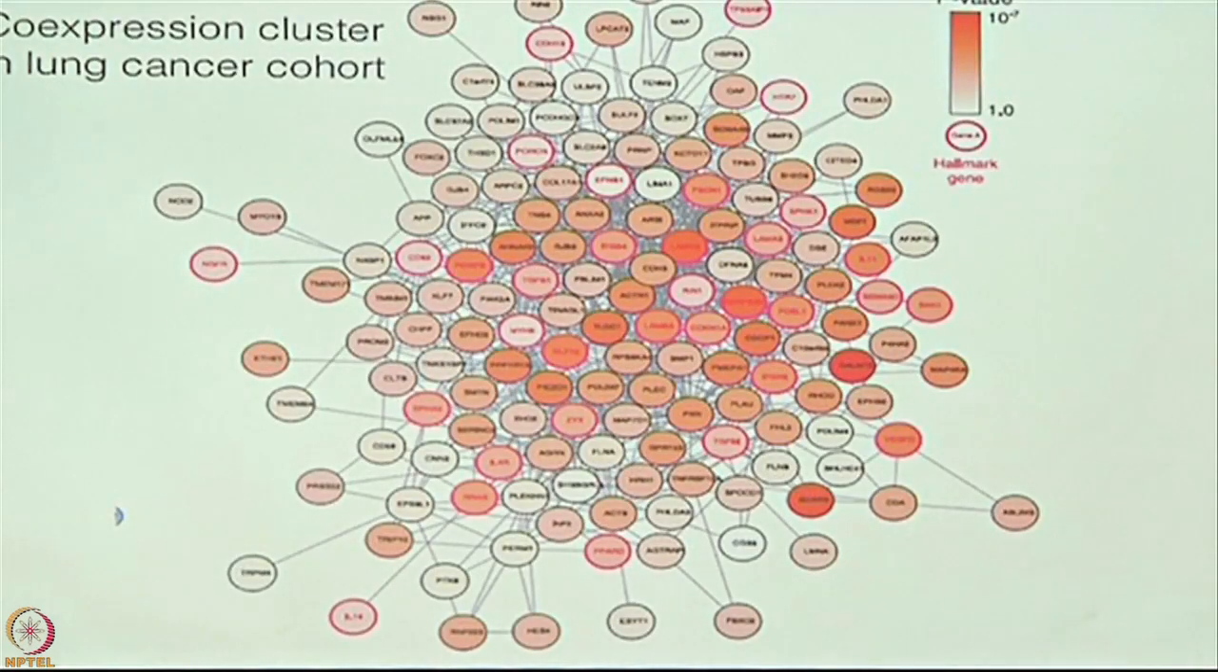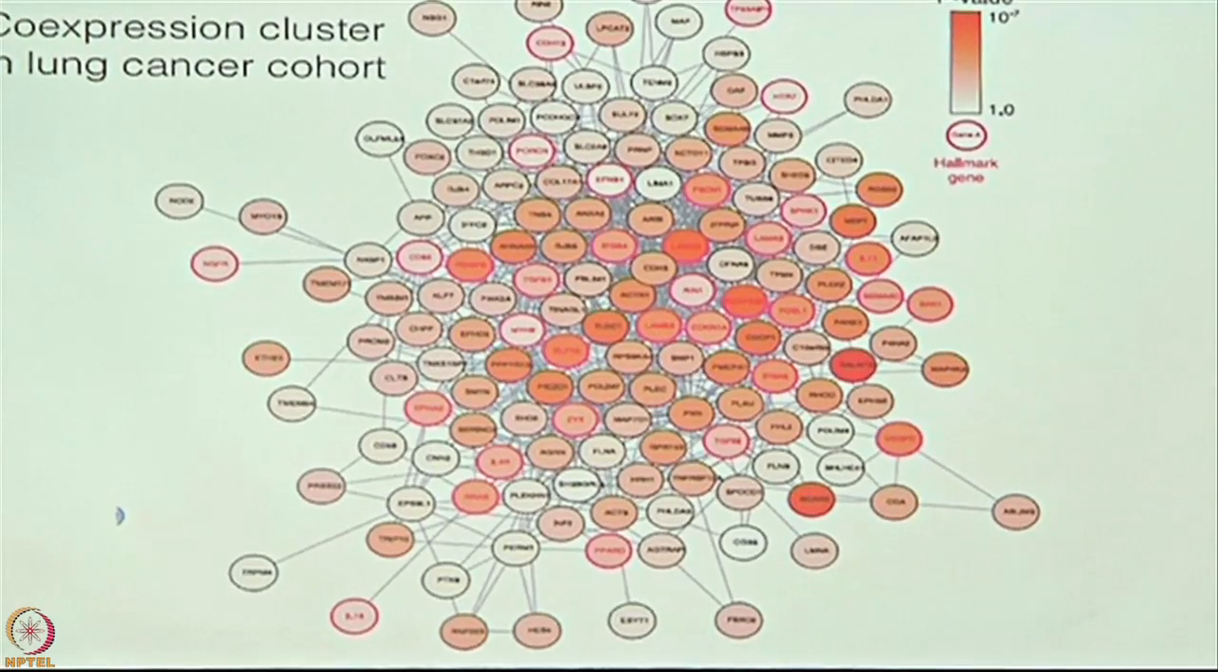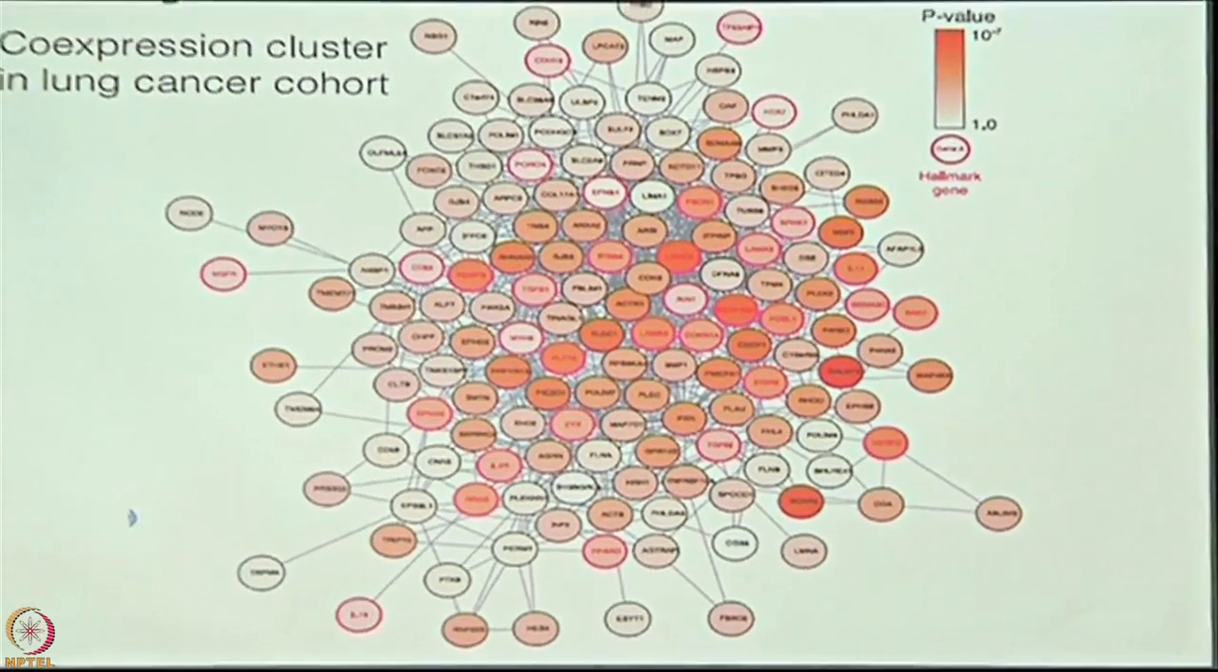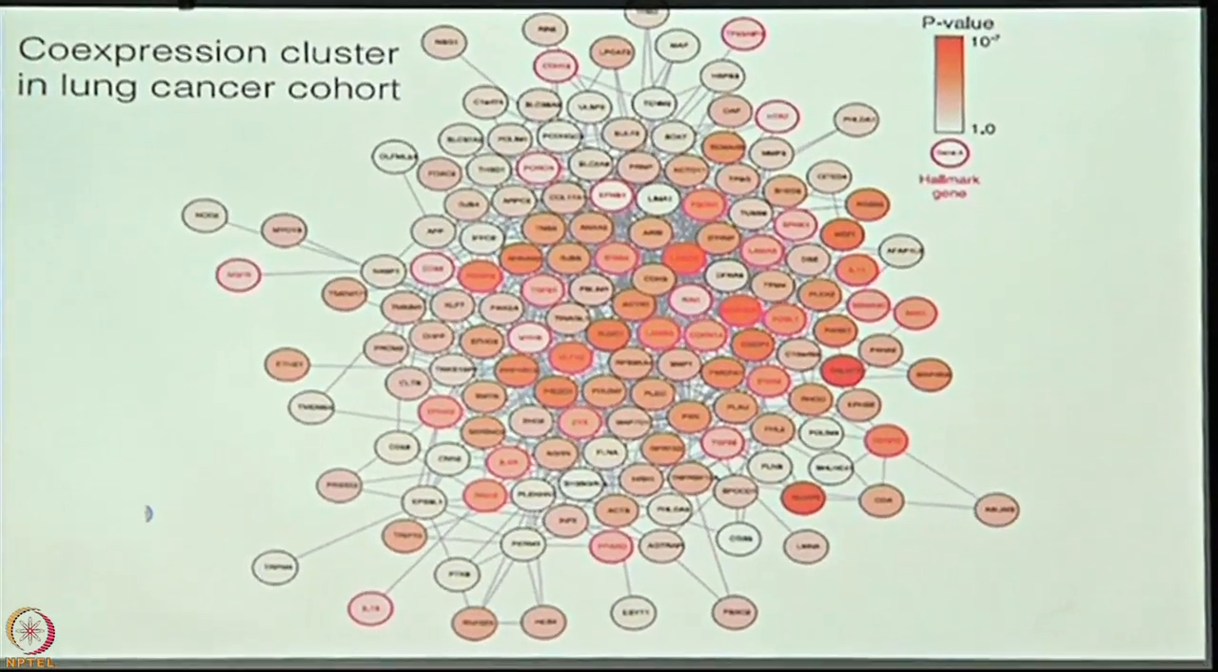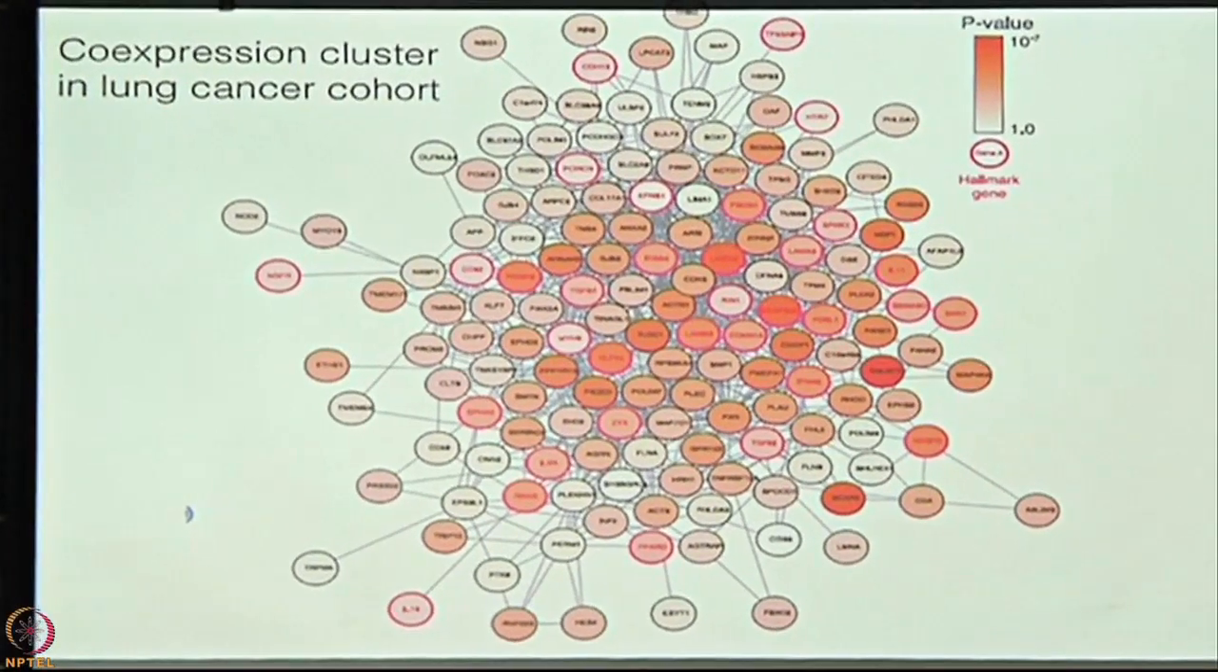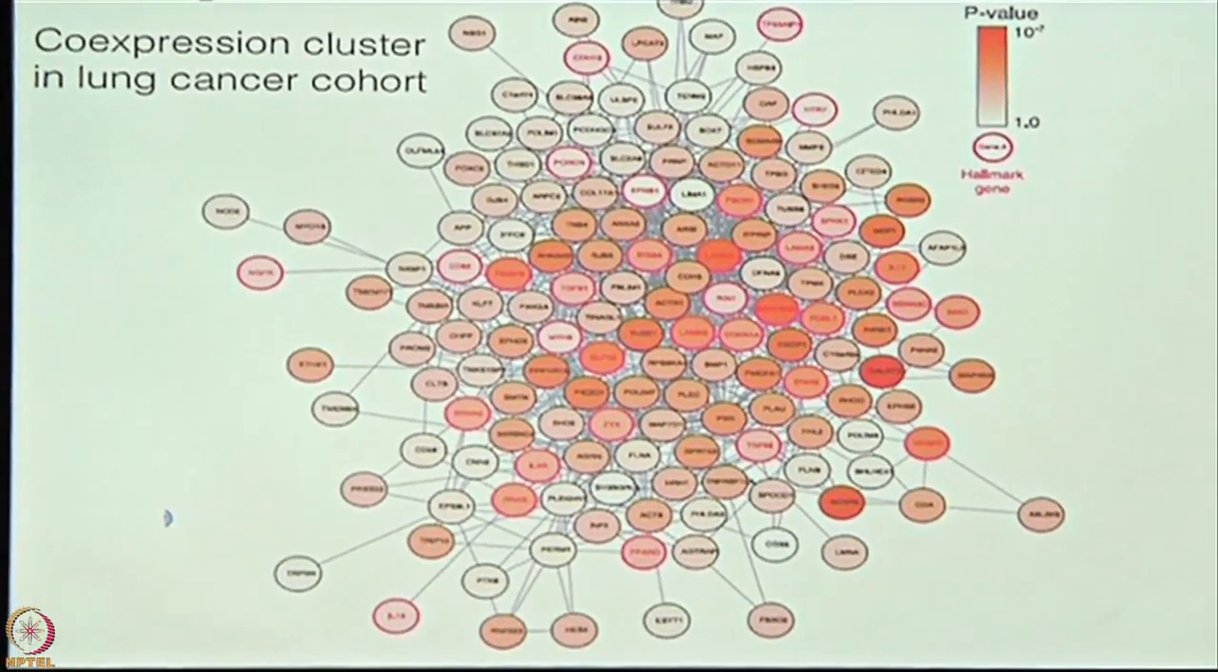was, we went into a specific lung cancer example. In that, the statisticians, they always create something very beautiful, attractive. So this is one of those examples. But don't get carried away by that. Let's try and understand what it means.